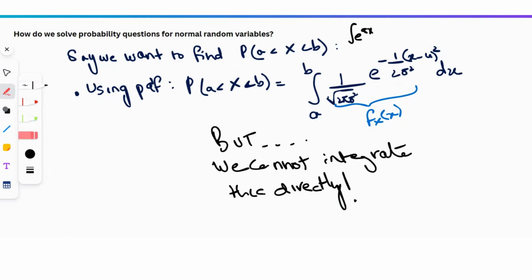So typically, yes, for continuous random variables, you will use a PDF to find its probabilities because you can integrate the PDF over the interval to find the relevant probability. But the issue is that we can't integrate the PDF directly. Okay, we have another option. Let's use the CDF instead. We can use the CDF as well.